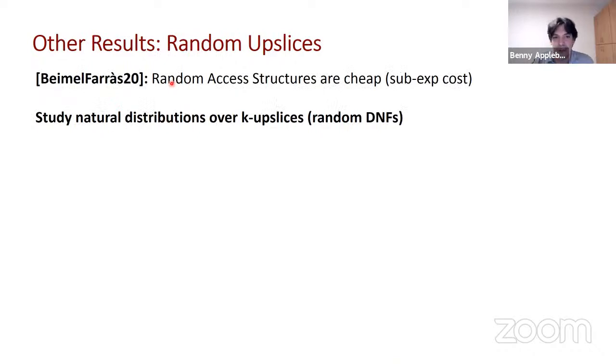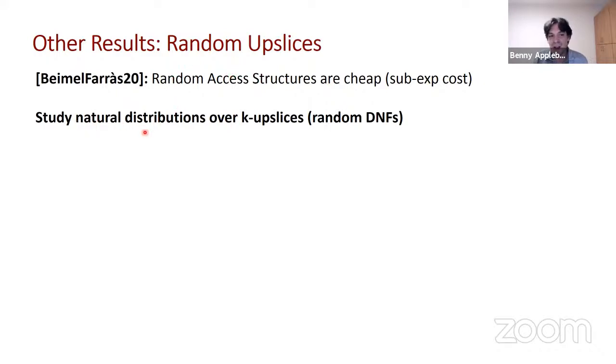Some other results in the paper. So we look at the random up slices, and the reason is that there's a very intriguing result from last year by Beimel and Farràs, who show that random access structures are actually very cheap. They have a sub-exponential cost. And the reason is that if you choose a random access structure, it looks very similar to a slice function, and we said that this is easy. So we ask, is it also true for random up slices, or random DNFs if you want?